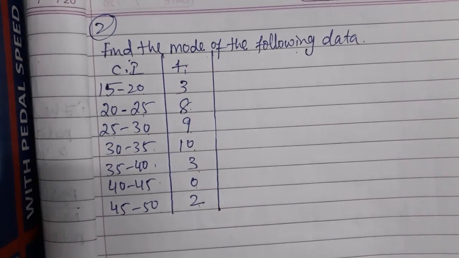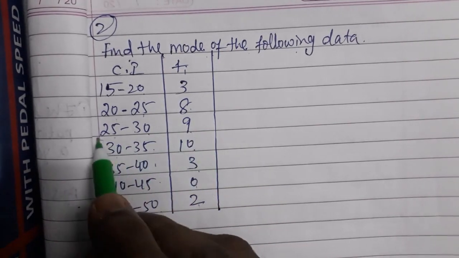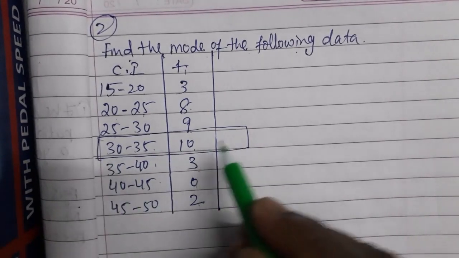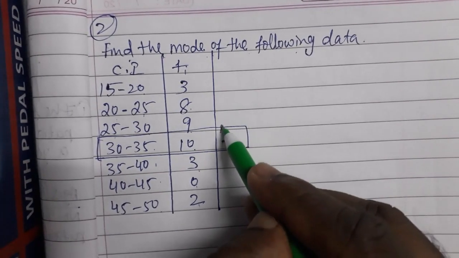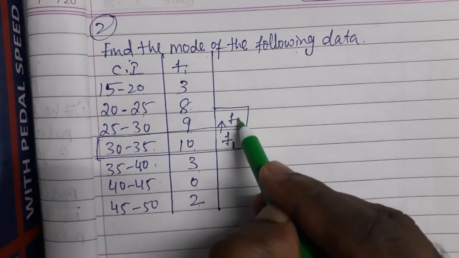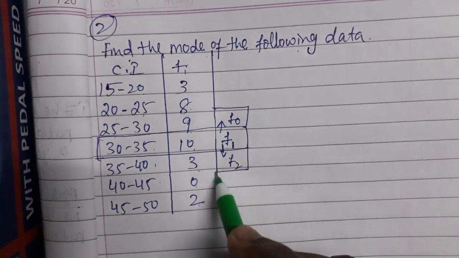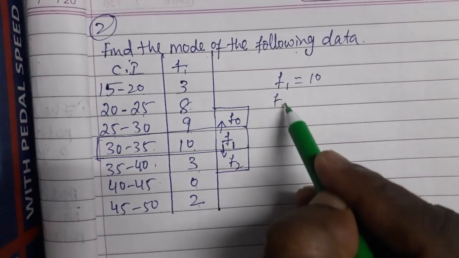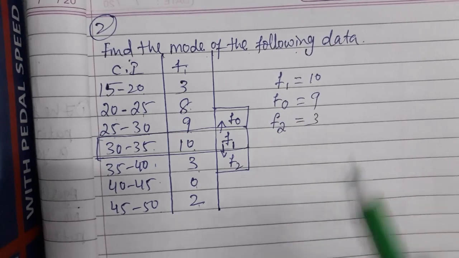To find mode, first we have to identify highest frequency. You can notice the highest frequency, you get it here. 10 is the highest frequency. Highest frequency will be considered as F1. Next, preceding to that is 9. 9 is F0. Succeeding to this, that is F2. F2 is 3. So I am listing F1 10, F0 9, F2 is 3.